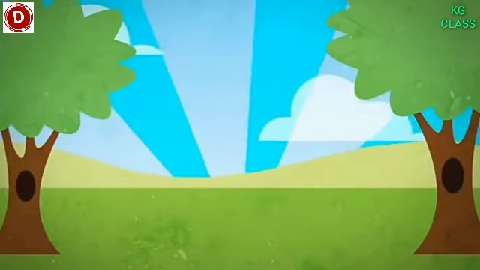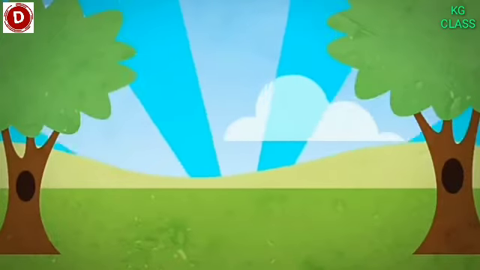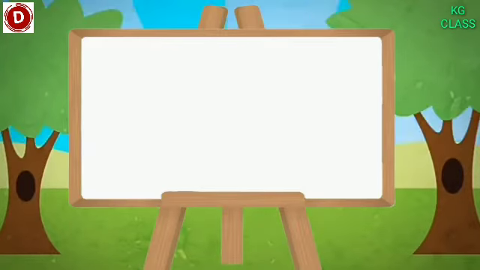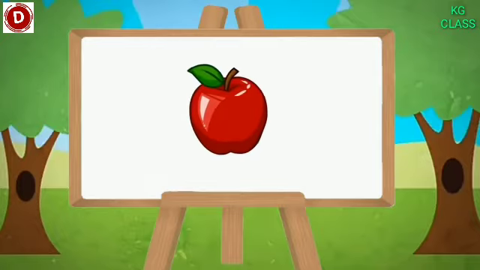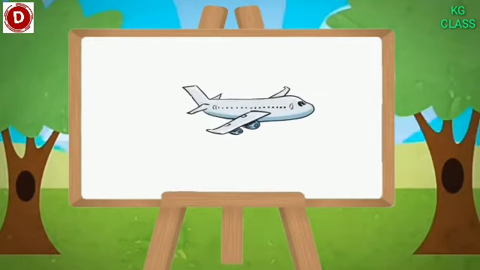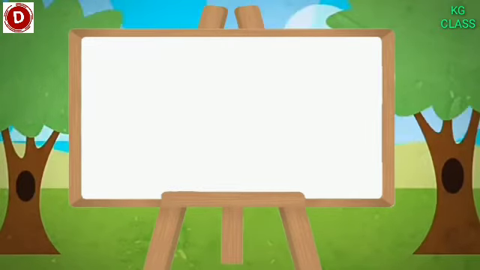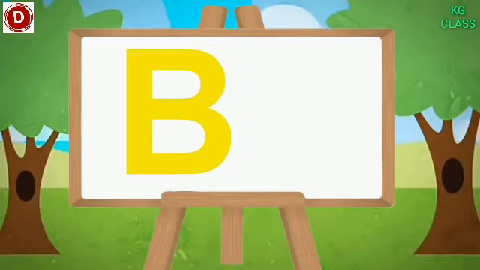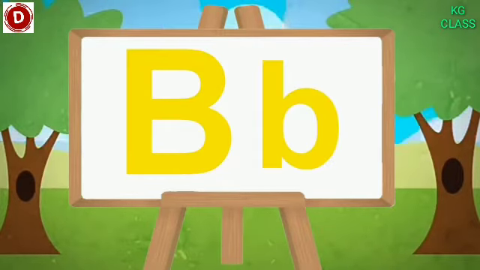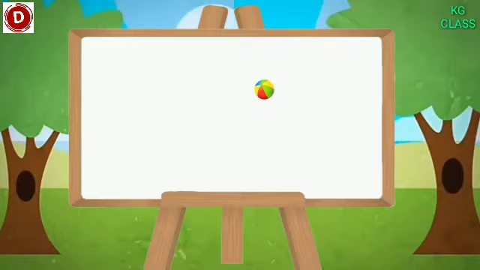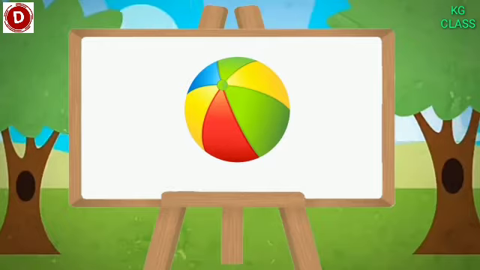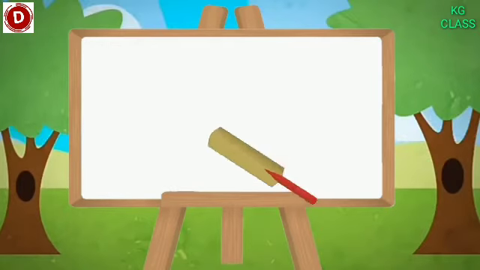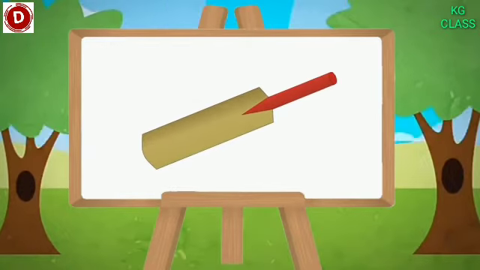Children, now let's learn capital and small alphabet together. A, see capital A, small a. A for apple, A for aeroplane. Now comes B. This is capital B and small b. B for ball. Yes, you can see a colorful ball, and B for bat to play with it.